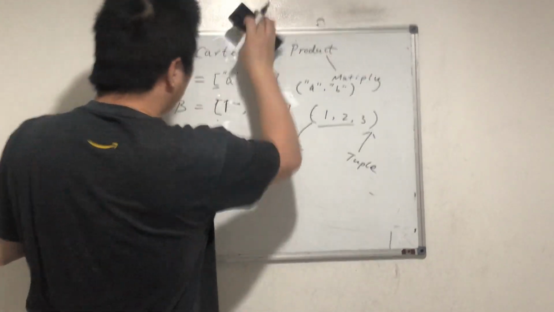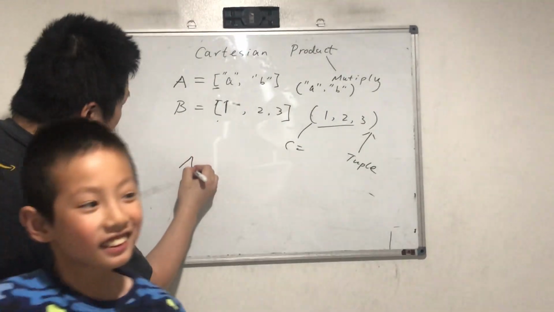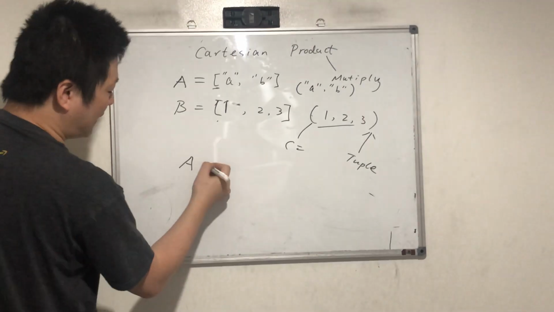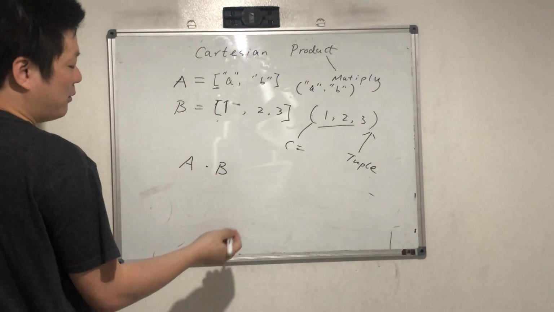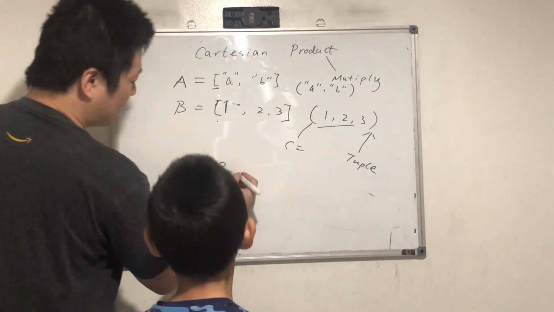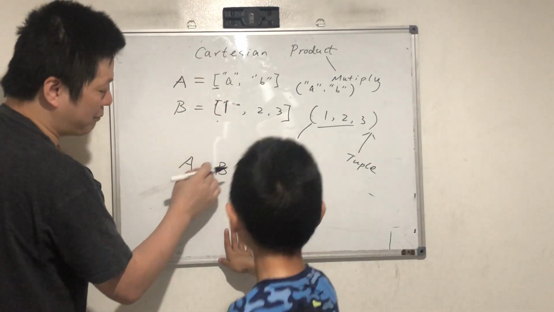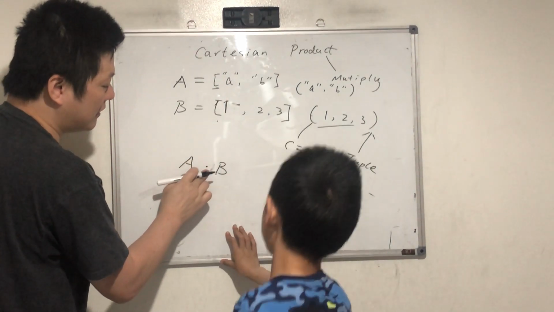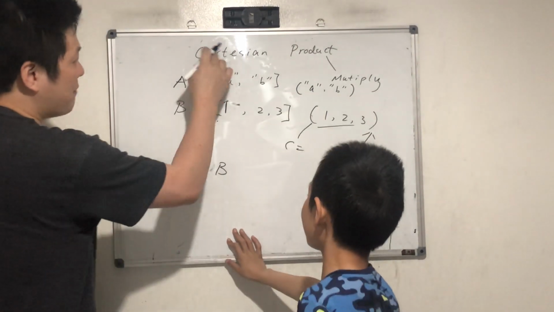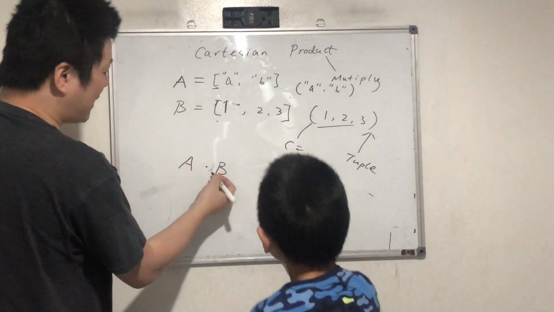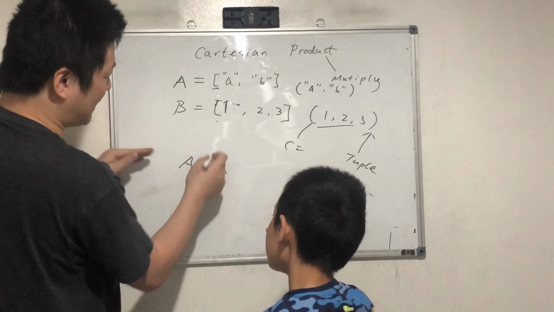Cartesian product. Look, A Cartesian product B, in mathematics, equals A times B. This is the mathematics Cartesian, it's not the Python one. I'm just saying that in mathematics Cartesian, it's nothing to do with Python. You cannot do a multiply in Python using this way.